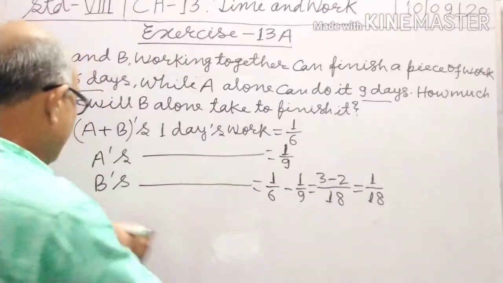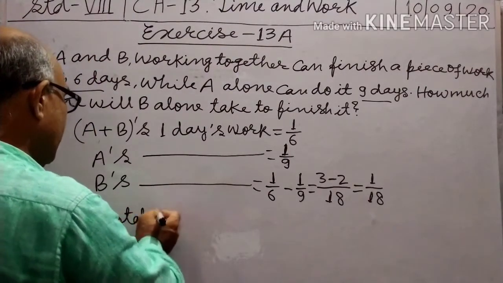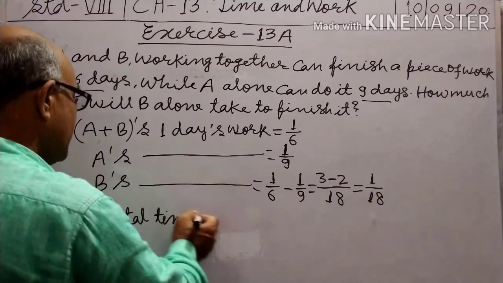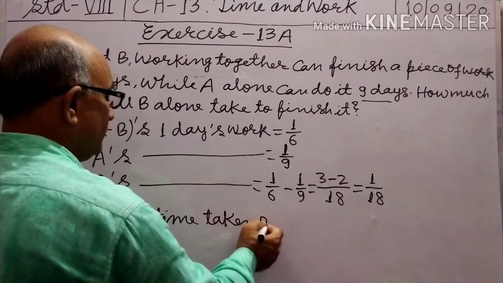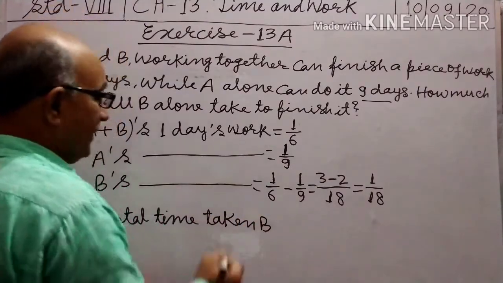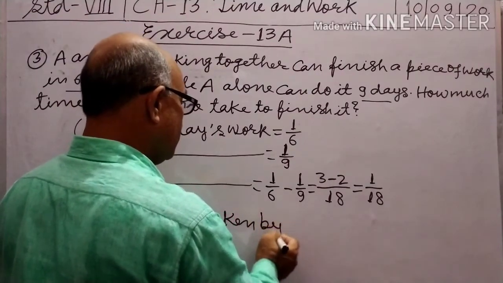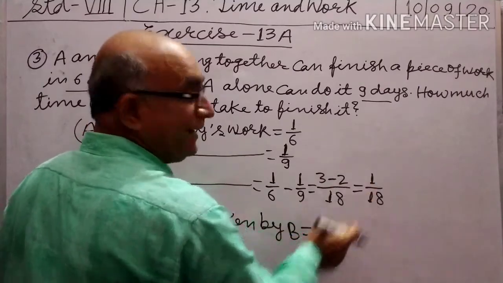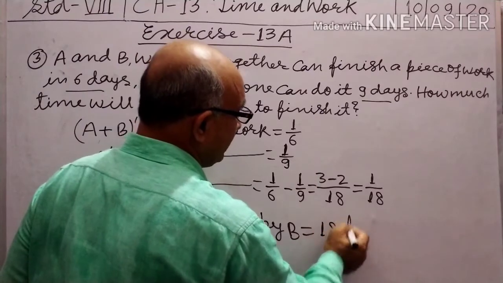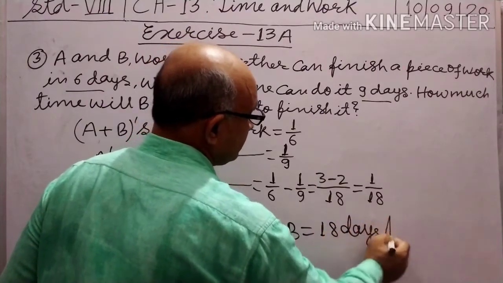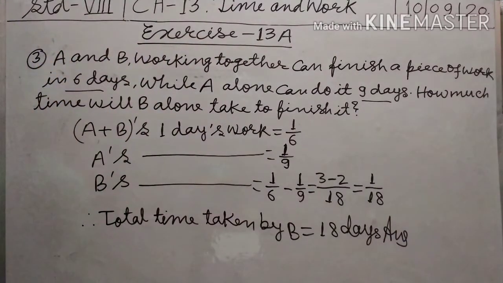So, therefore, the total time taken by B alone: 1 by 18 change into 18 by 1. So 18 days. Answer. Understand and write it.